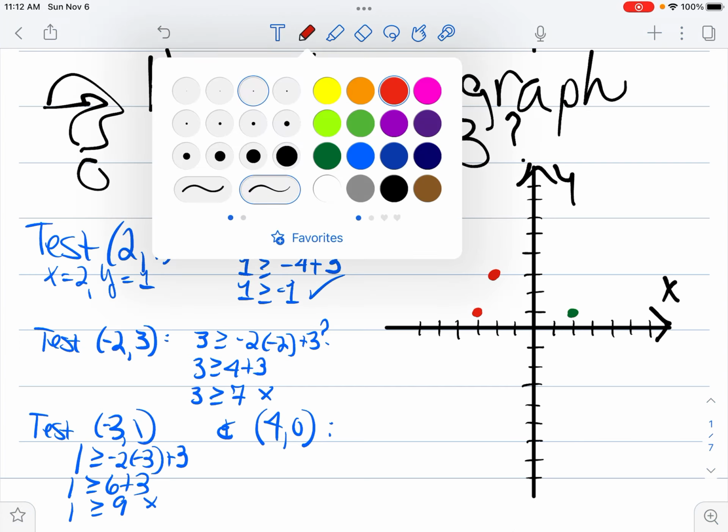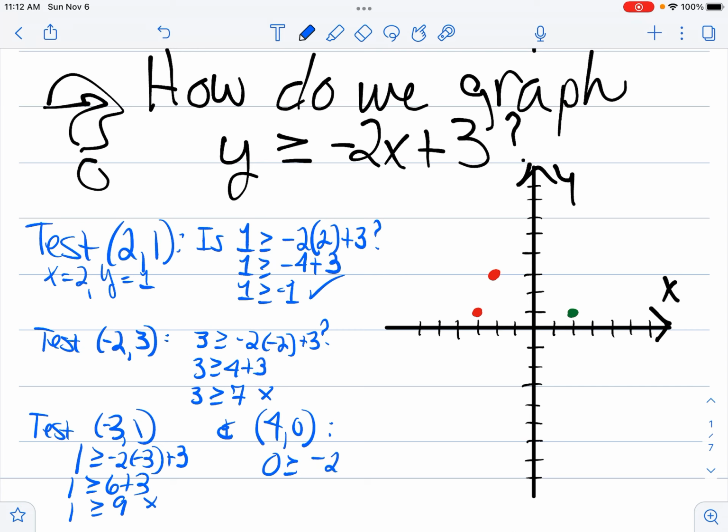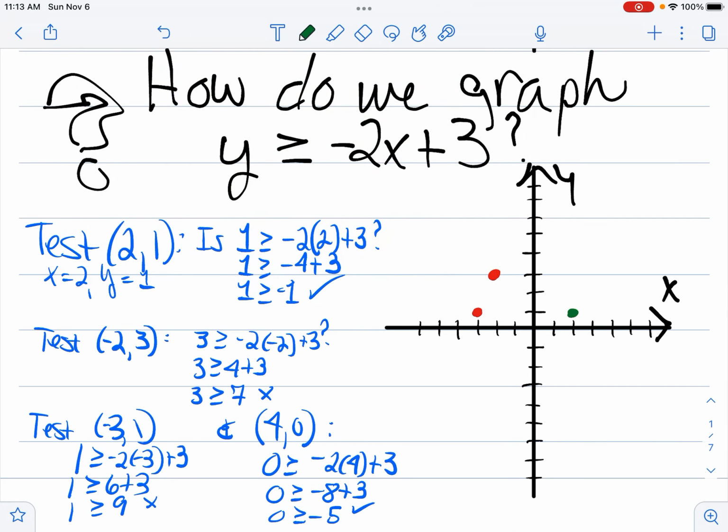And let's test 4, 0. So if we do 4, 0, we're trying to test to see if 0 is greater than or equal to negative 2 times 4 plus 3. So 0 greater than or equal to negative 8 plus 3, which becomes negative 5. That is true. So 4, 0 is right there.